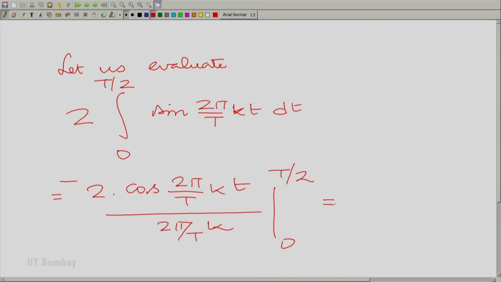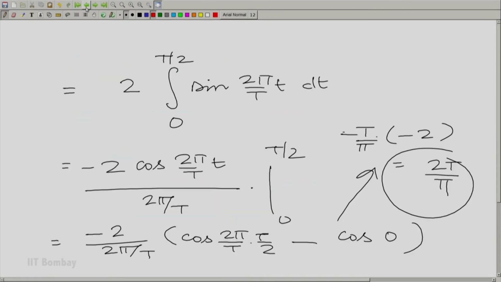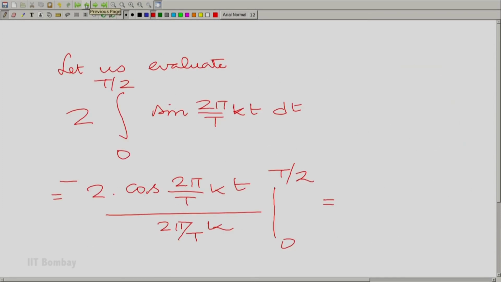And I leave it to you to work this out. It is essentially going to be 1 by k times the answer for k equal to 1. So, we had this answer for k equal to 1, 2T by pi. We will just divide it by k. So, this is now 2T by pi into 1 by k. I leave it to you to verify this.